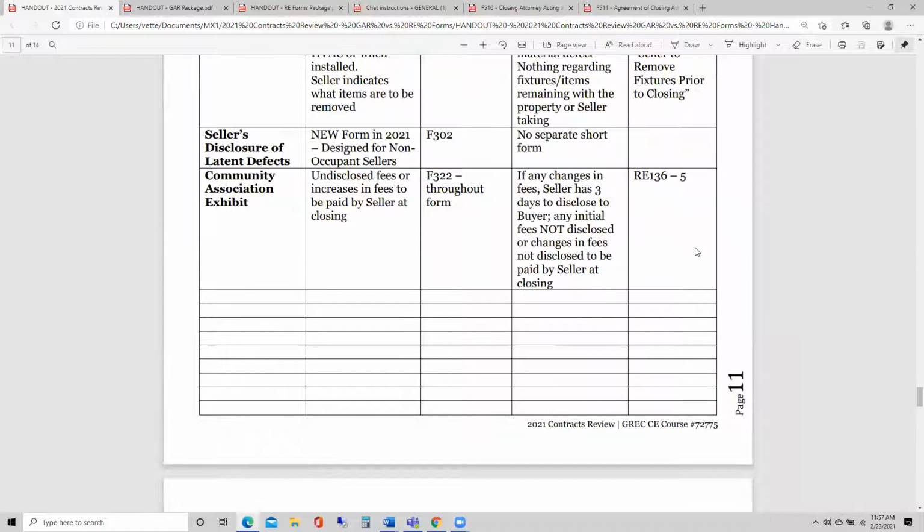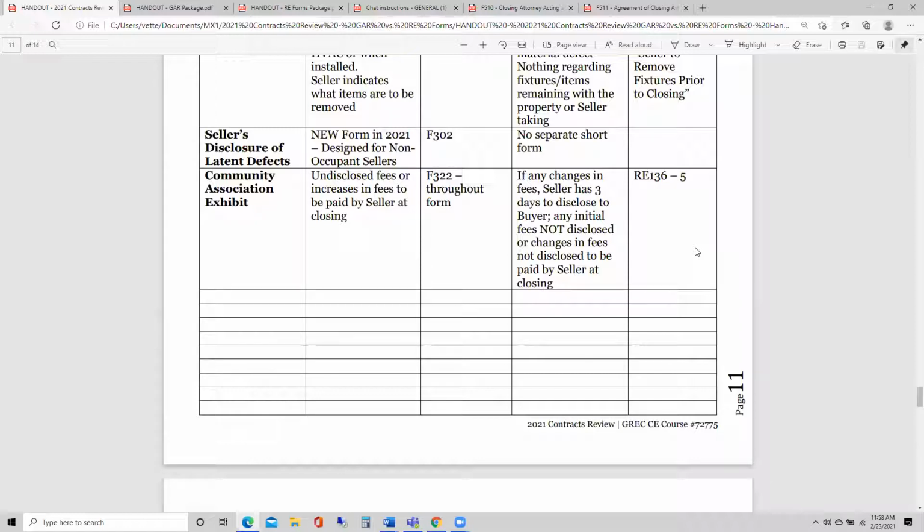All right. Community Association Exhibit. Does the seller have to complete the form? Okay. So in the actual listing agreement, if a seller signs a seller's brokerage agreement with your broker under GAR or RE forms, it does have in there that the seller does agree to complete the seller's property disclosure form. So if the seller is not going to fill out a seller's property disclosure form, then you must address that as a special stipulation in your listing agreement.